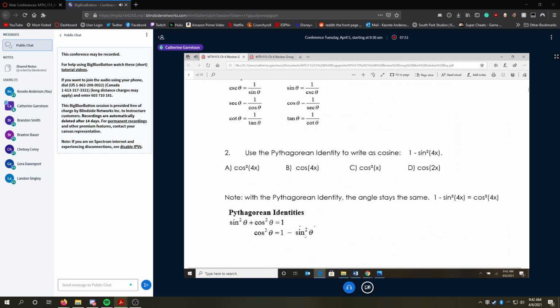Now this says that you can replace 1 minus sine squared of some angle with cosine squared of the same angle. So I'm going to replace 1 minus sine squared 4x with cosine squared of the same angle, 4x. So the Pythagorean identity never changes the angle, unlike the double angle, which changes the angle. Pythagorean identity keeps the angle the same.